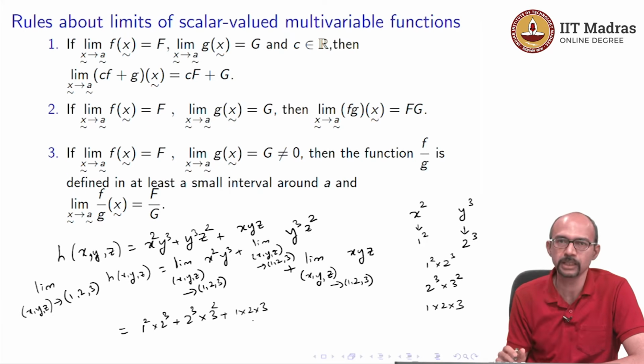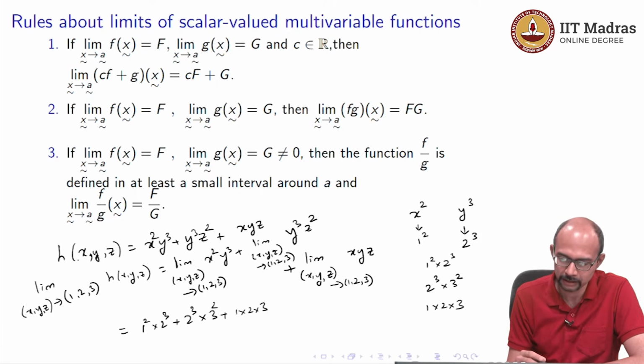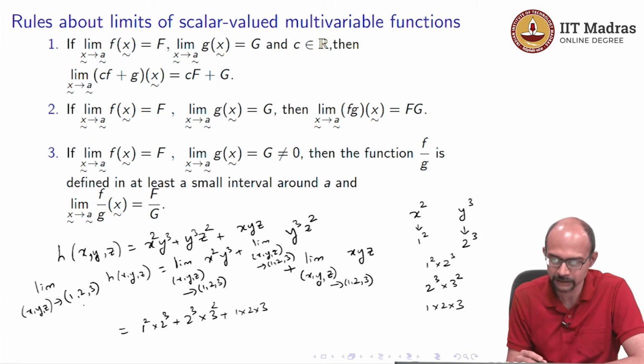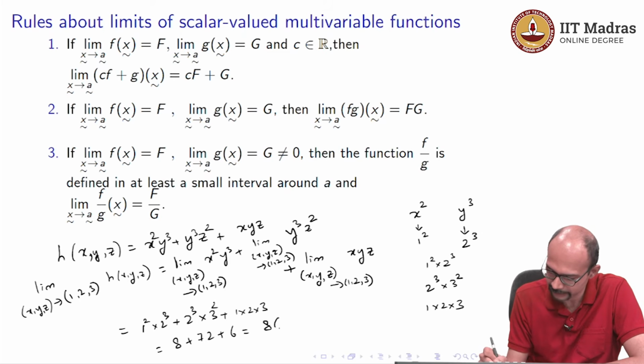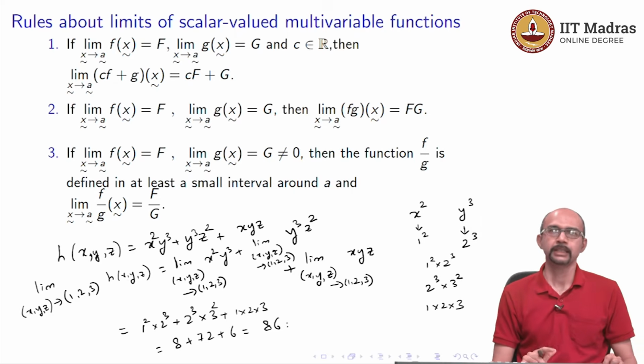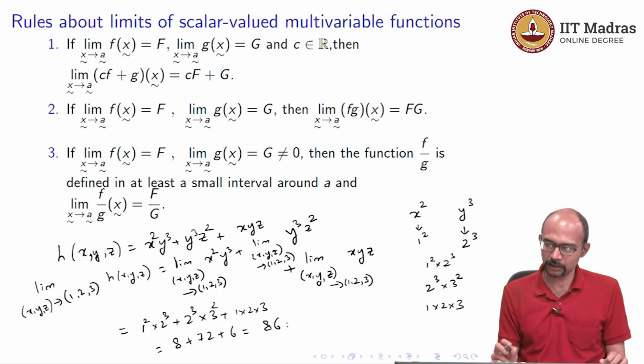Essentially, what we have got is you can just substitute h of 1 2 3 inside this function. So, this limit is exactly h of 1 2 3, which is 8 plus 8 times 9, 72, plus 6. So, whatever that is, I think 86. Okay. So, I hope it's clear how these rules are useful.